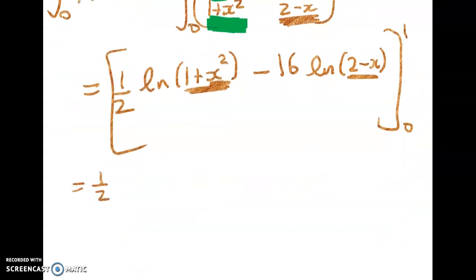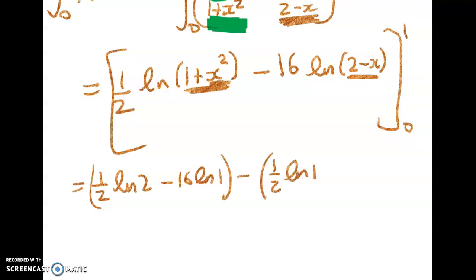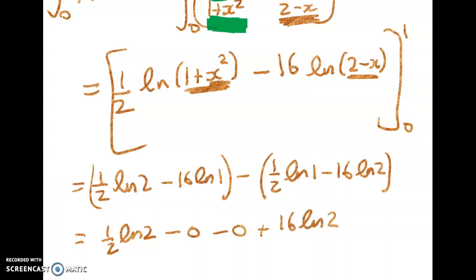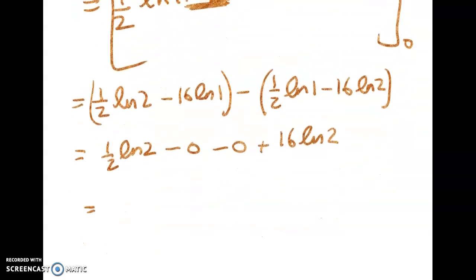I get a half of the log of 2 minus 16 log of 1 minus a half log 1 minus 16 log 2. That cleans up to give me a half log 2 minus 0 plus 16 log 2, giving me a final answer of, this is 32 over 2 and this is 1 over 2, so 33 over 2 log 2. All right, so we're at 6.5 minutes already, and we actually haven't started the muckiest bit of this question. So this video might go on to a second video, sorry.